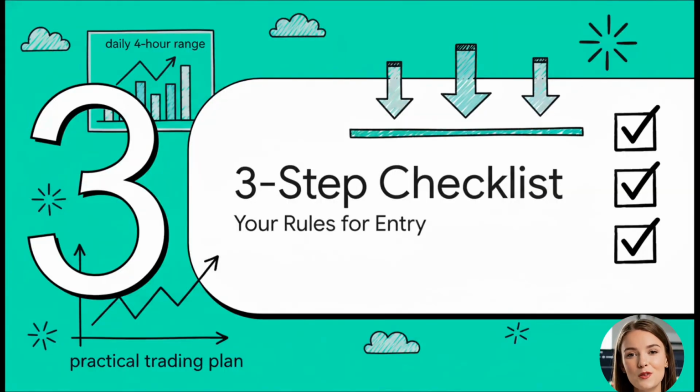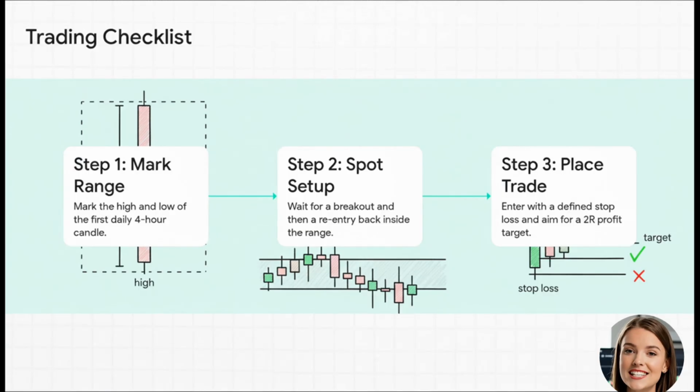All right, our range is defined. Now we can get to the fun part, the actual checklist. This is where we turn the theory into a simple, actionable plan you can actually trade. And here it is. It's really as simple as 1, 2, 3. We've already done step 1, which is marking the range. Step 2 is all about spotting a very specific pattern, kind of like a fake breakout. And then step 3 is just pulling the trigger with a clear stop loss and a clear target.